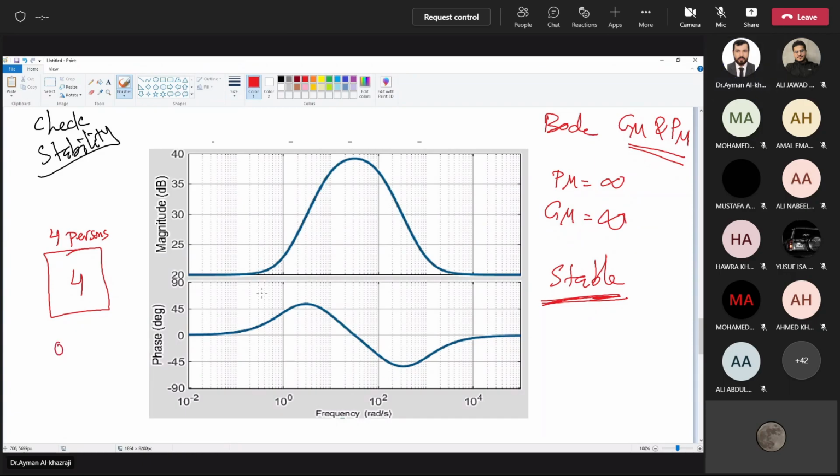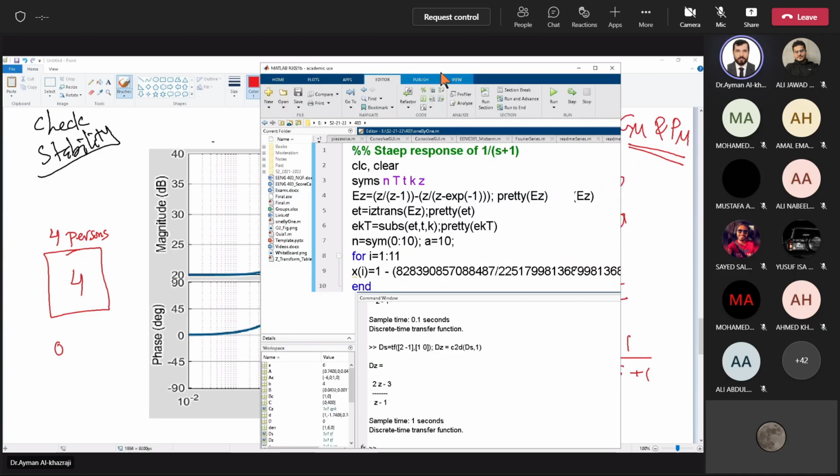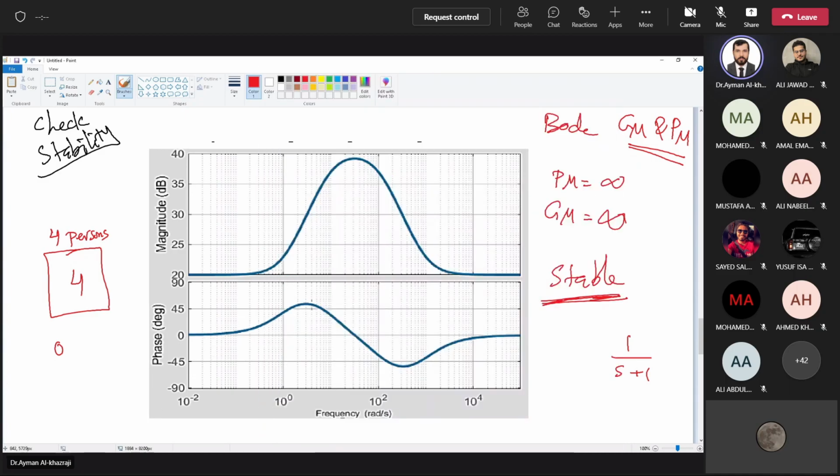Yes, doctor. For the phase margin, how did you find that it is infinity? Because we cannot find it here. If you solve this using MATLAB, look at this system. If you take any system, I can take this one, for example, 1 over s plus 1. I can find the margin. This is MATLAB. Here I have positive angle, then negative, then 0. It is numerator and denominator.